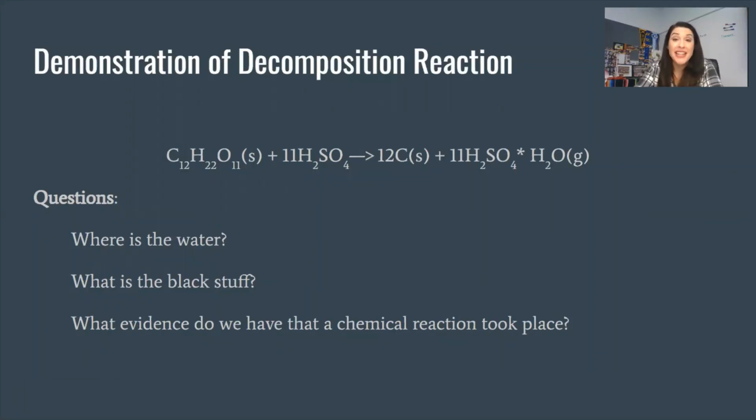So that's it for today. I hope that you learned a little bit about the difference between a synthesis and a decomposition reaction. The next time we meet, we're going to look at some different chemical equations and practice identifying, is this a synthesis or is this a decomposition reaction? So I hope you're doing well and you're having a great day, and I'll see you soon.